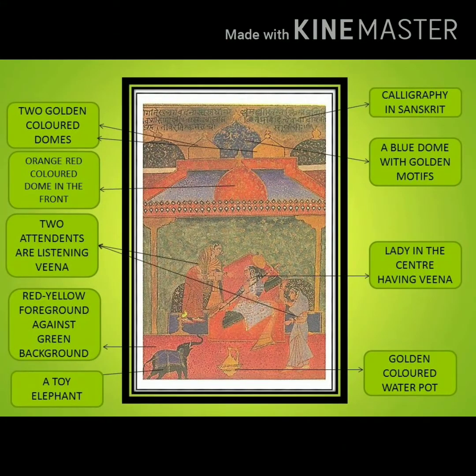The compositional arrangement of this painting is very appealing. 3 female figures have been arranged very beautifully. Ragini Pathamsika has been shown sitting on a seat in the middle of the pavilion. Here you can see, in between the 2 ladies, she is Ragini Pathamsika.